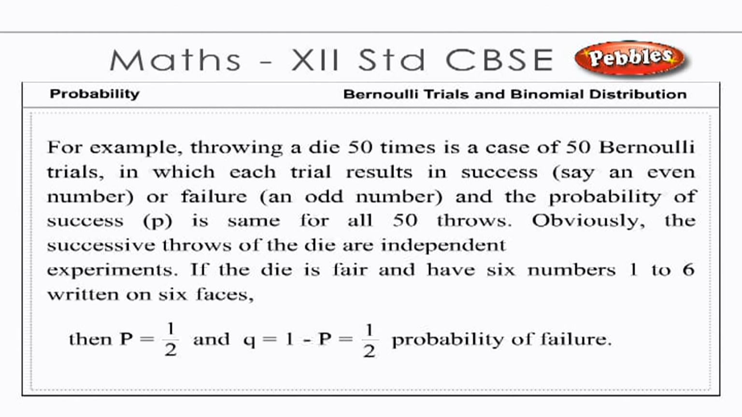For example, throwing a die 50 times is a case of 50 Bernoulli trials, in which each trial results in success, say an even number, or failure, an odd number, and the probability of success, p, is the same for all 50 throws. Obviously, the successive throws of the die are independent experiments. If the die is fair and has numbers 1 to 6 written on 6 faces, then p equal to 1 by 2 and q equal to 1 minus p equal to 1 by 2 equal to the probability of failure.